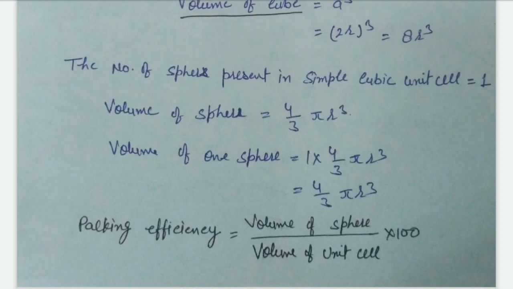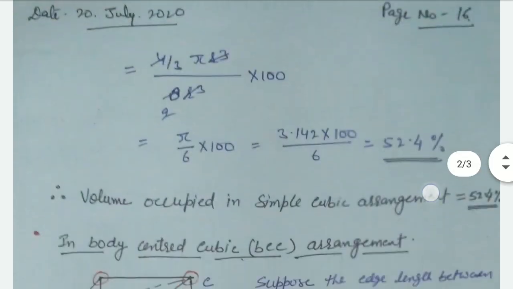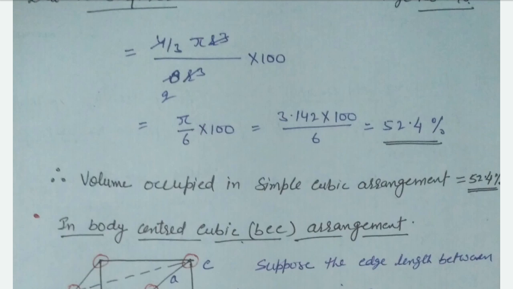The volume of cube and volume of sphere are put in the packing efficiency formula. Packing efficiency is volume of sphere upon volume of unit cell. Volume of sphere is 4 by 3 pi r cube and volume of unit cell is 8 r cube, multiplied by 100. After the calculation, we find out there is 52.4% volume occupied.